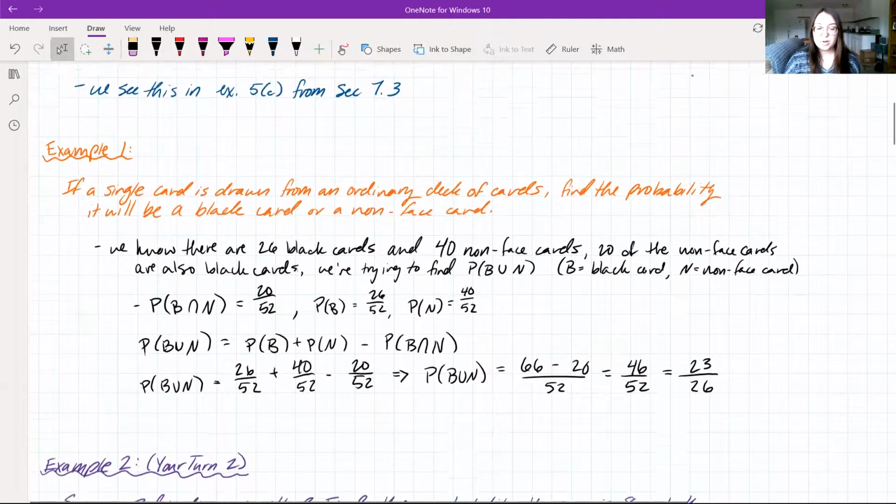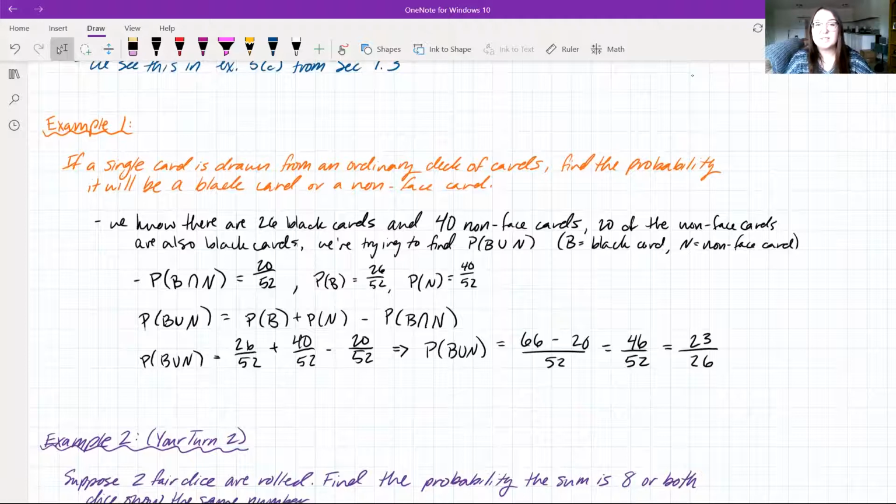All right, so a lot of these problems take a lot of background information, because we were able to find these values because we know how many cards are in the deck, how many are black cards, how many are non-face cards, how many would be both. And so we know all of these things, and it was easier for us to create this problem. But a lot of these problems that we're going to see will require certain information that you may have to draw from reasoning or just background knowledge.